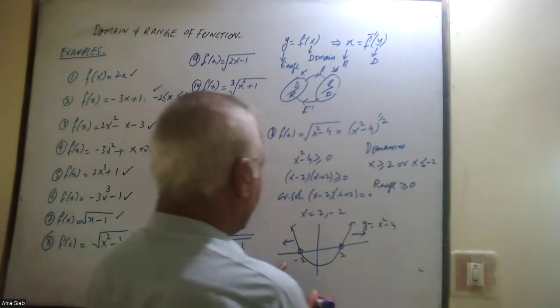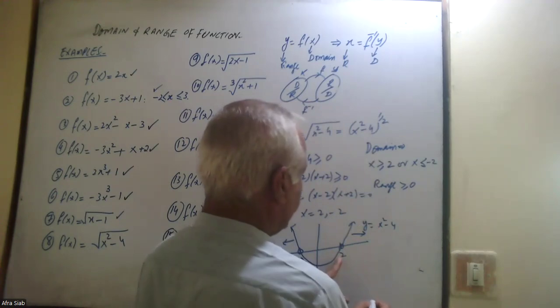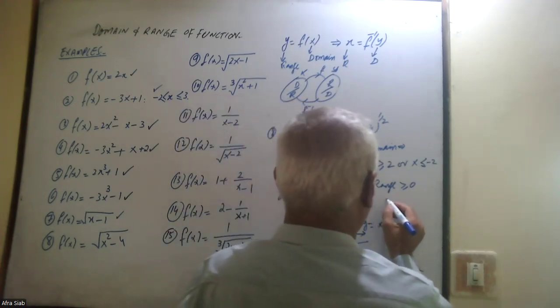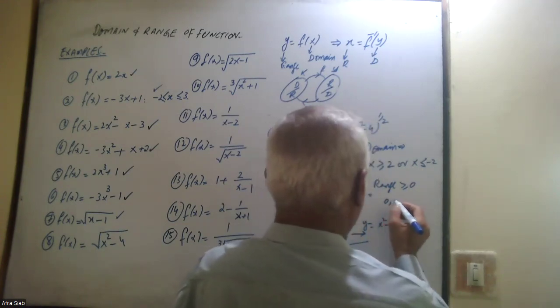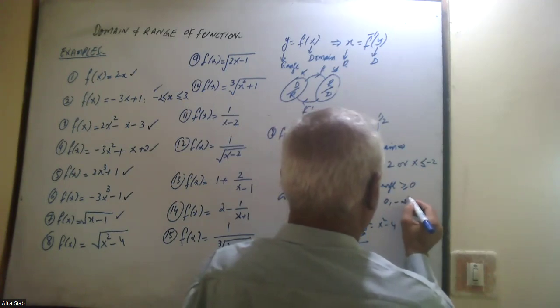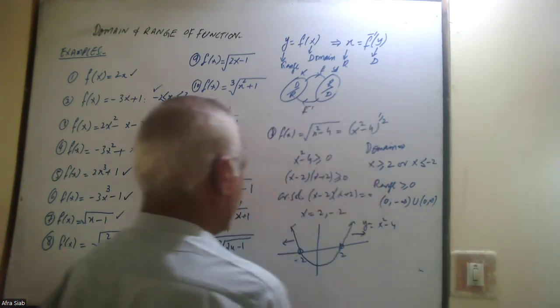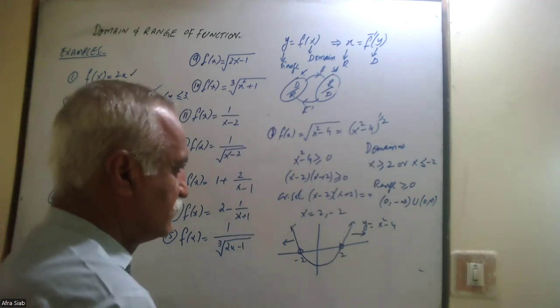Or you can just write the range in simple words as 0 till negative infinity union 0 till positive infinity. So it is going towards the left side and the right side of this graph here.